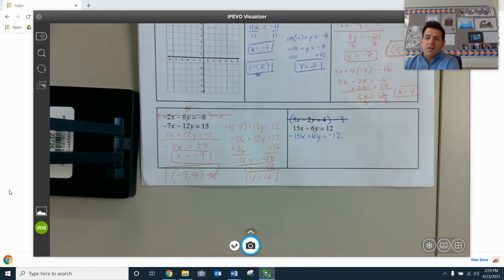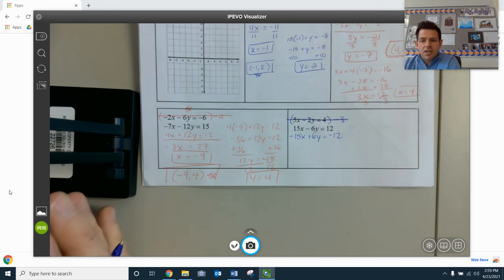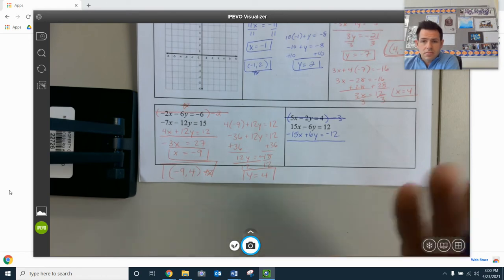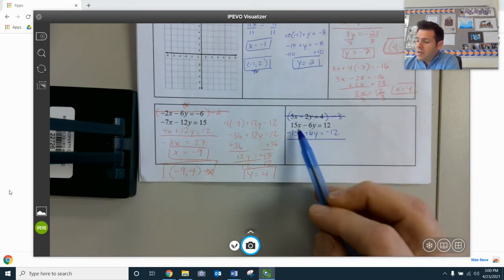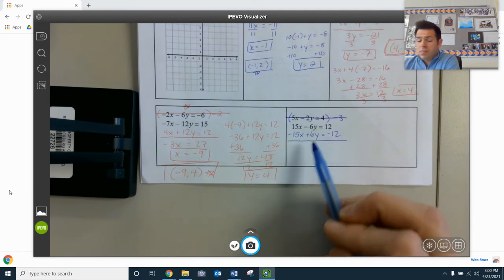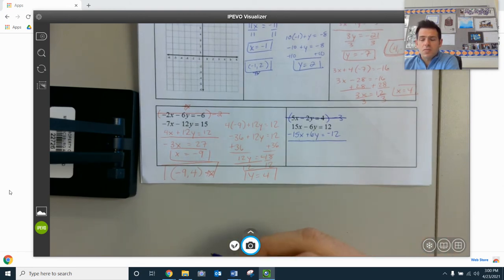And I no longer need the equation on the top there because I adjusted it for appearance sake to have opposite coefficients. But something interesting happened here. If we take a look at it now, just because it's the way it worked out, 15x and negative 15x are opposite coefficients, and negative 6 and positive 6 are opposite coefficients as well.